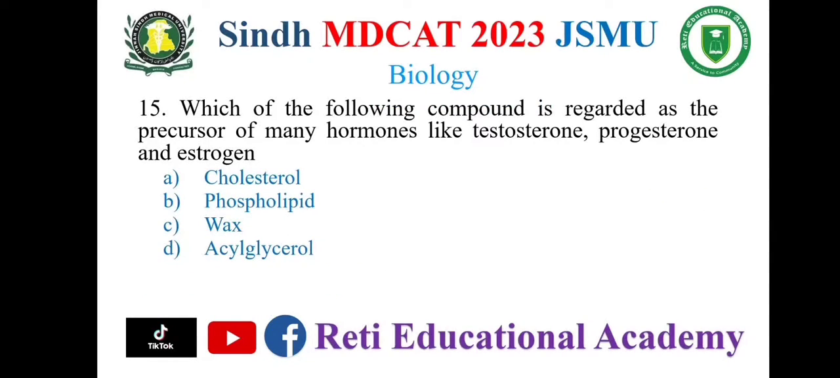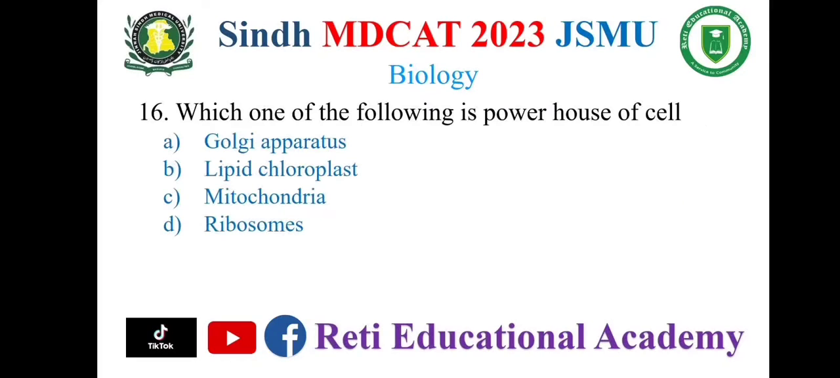Which of the following compound is regarded as the precursor of many hormones like testosterone, progesterone, and estrogen? A. Cholesterol, B. Phospholipids, C. Wax, D. Acylglycerol. And the correct option is A. Cholesterol. Question number 16.